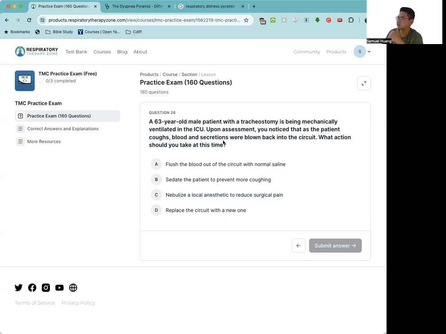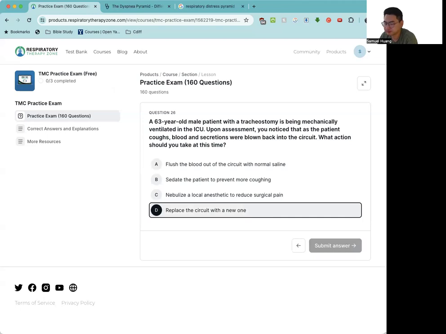So, 63-year-old male, tracheostomy, mechanically ventilated, coughs blood, secretions. So maybe pulmonary edema, maybe pneumonia, blood secretions blown back. It could just be from trauma from the tracheostomy. If there's a problem with the blood in the circuit, just replace the circuit. Makes sense.